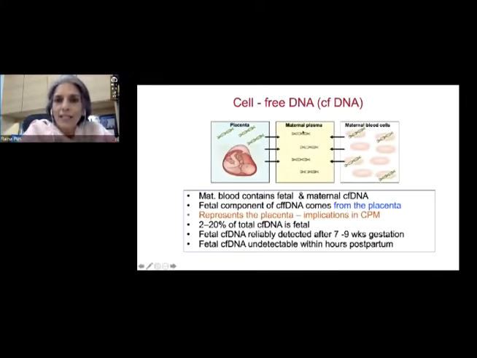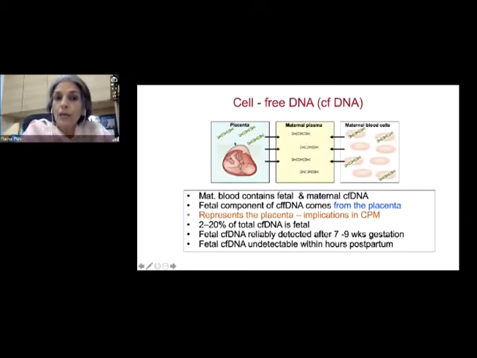And this technology has also been used for single gene disorders, and we'll be alluding to this a little later. Now, most of the DNA is present inside the cells, in the nucleus of the cells. This is different because this is free-floating DNA that is present in the maternal plasma.